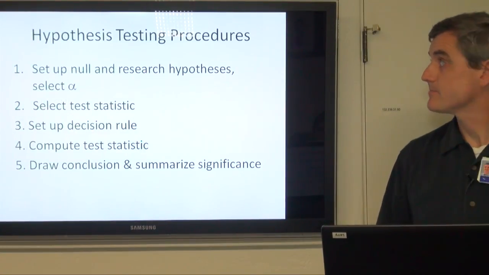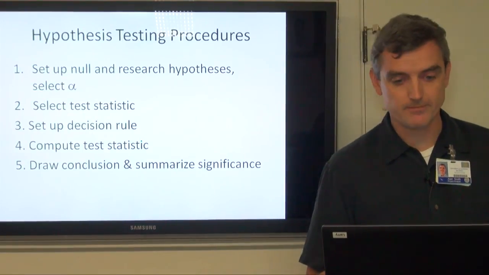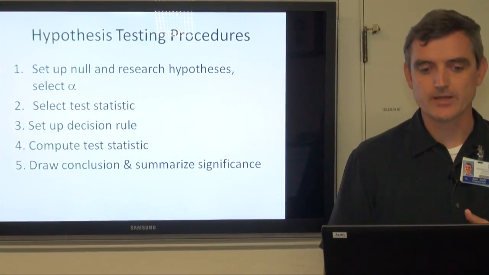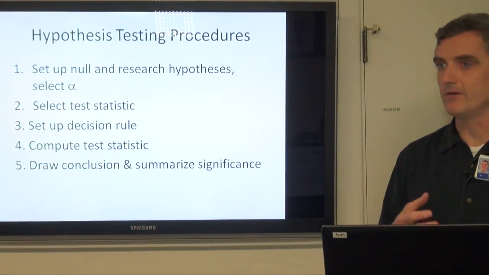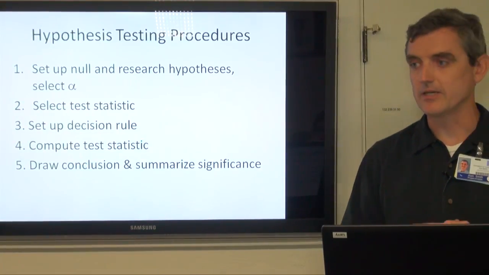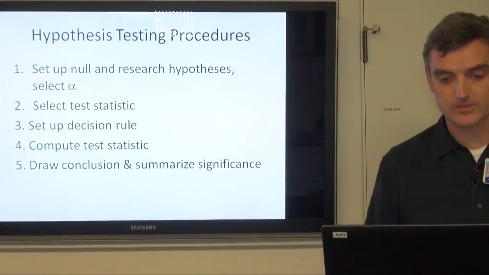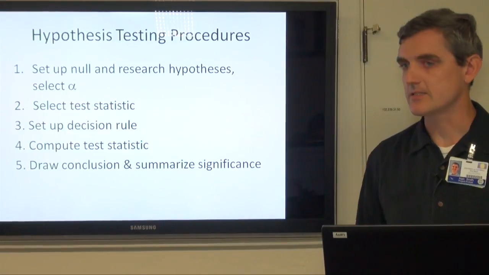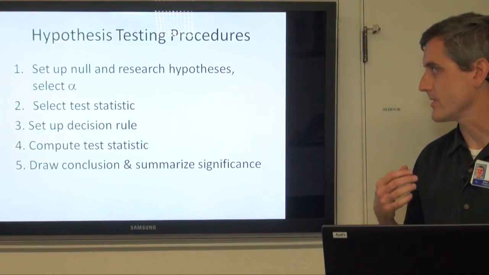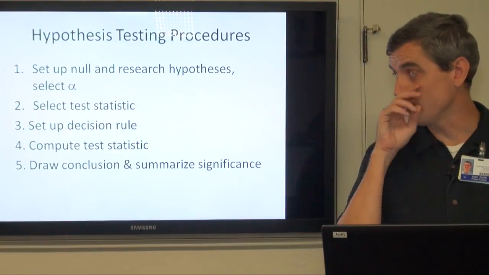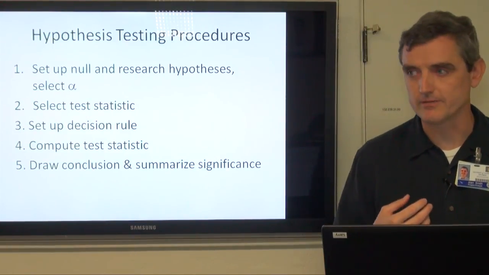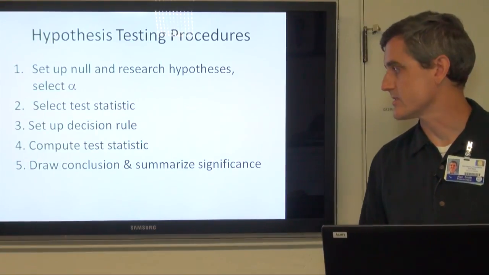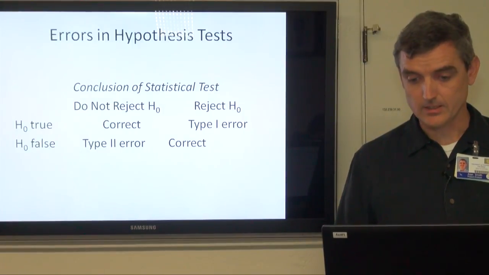But to perform the actual hypothesis test, there's essentially 5 steps to doing that. First off, you want to set up that null and research or alternative hypotheses and select alpha, or your probability of falsely rejecting that null hypothesis. It's also known as type 1 error. Figure out what test statistic you're going to use, whether that's Z or T or chi-square or ANOVA. Set up the decision rule. The decision rule is just how are you going to know whether to reject that null hypothesis. Compute the test statistic, draw a conclusion, summarize significance, publish, and get famous, and rich.